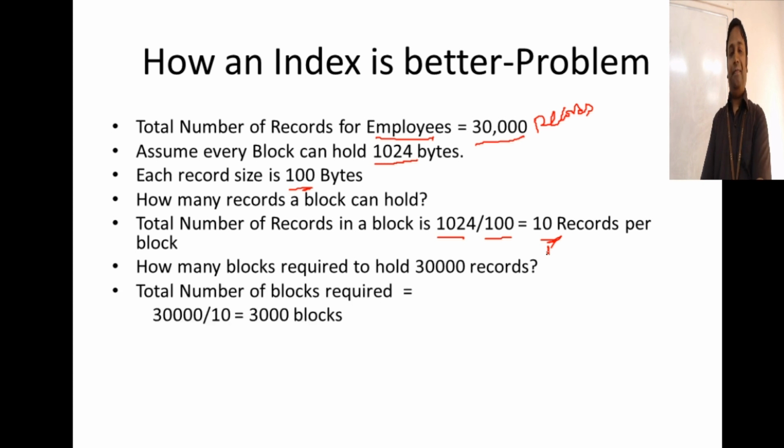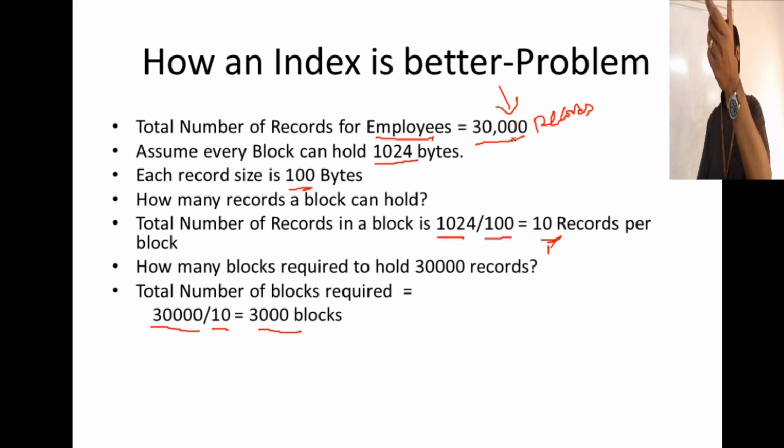So it is 30,000 records by 10. That is, we need 3,000 blocks to actually hold 30,000 records in our table. We need how many blocks? 3,000 blocks, provided each block can hold 10 records. And the record size is 100 bytes. Okay. So I have 3,000 blocks in my data file, the actual table.